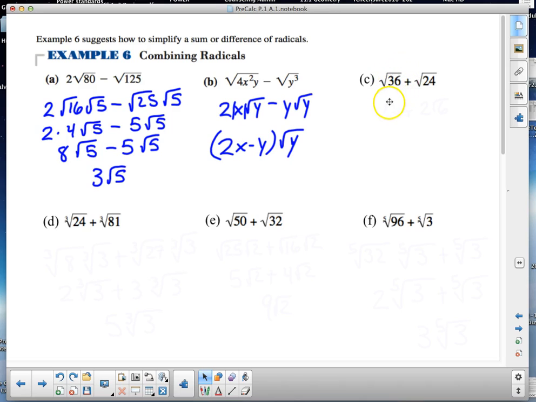The square root of 36 is 6. The square root of 24 is 2 the square root of 6. So now I can't combine this any more than just reducing.